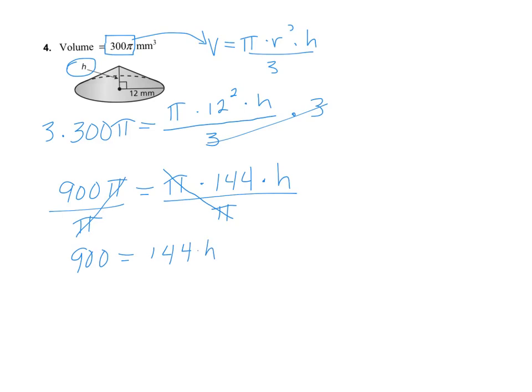So the inverse of multiplying by 144 is dividing by 144. Let's do that on both sides. 900 divided by 144 gives me 6.25, and then the correct label would be millimeters cubed. That's one way to do it. Let me clean this up and I'll show you another way.